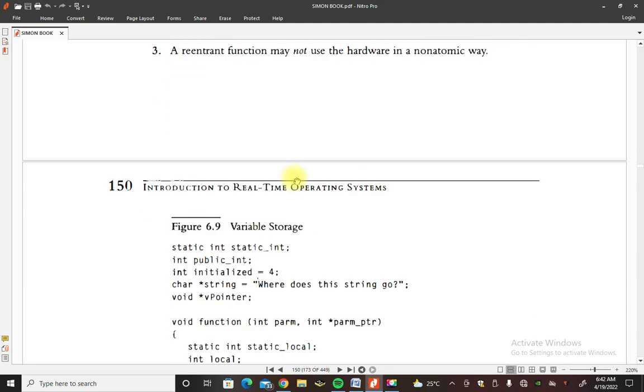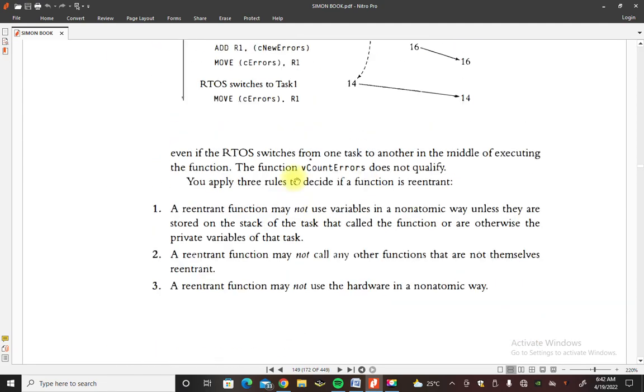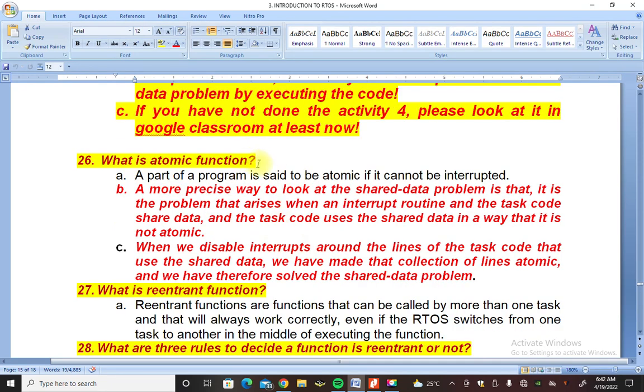This is the shared data problem, and here there is one interesting thing we have to concentrate on: the atomic function. What is an atomic function? This is very interesting. A part of the program is said to be atomic if it cannot be interrupted. That means the more precise way to look at the shared data problem is that it is the problem that arises when the interrupt routine and the task code share data, and the task code uses the shared data in a way that is not atomic. It's very interesting, right? A part of the program is said to be atomic if it cannot be interrupted.